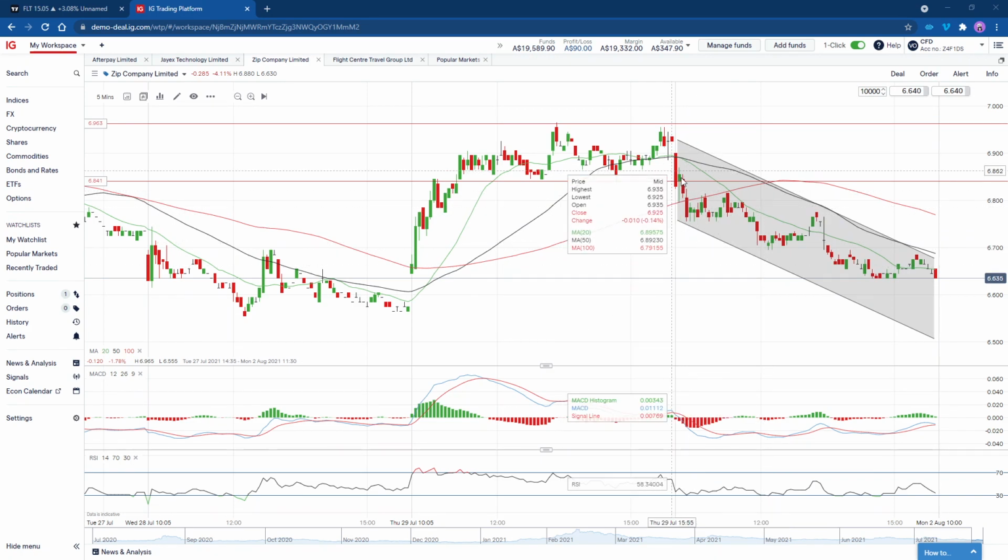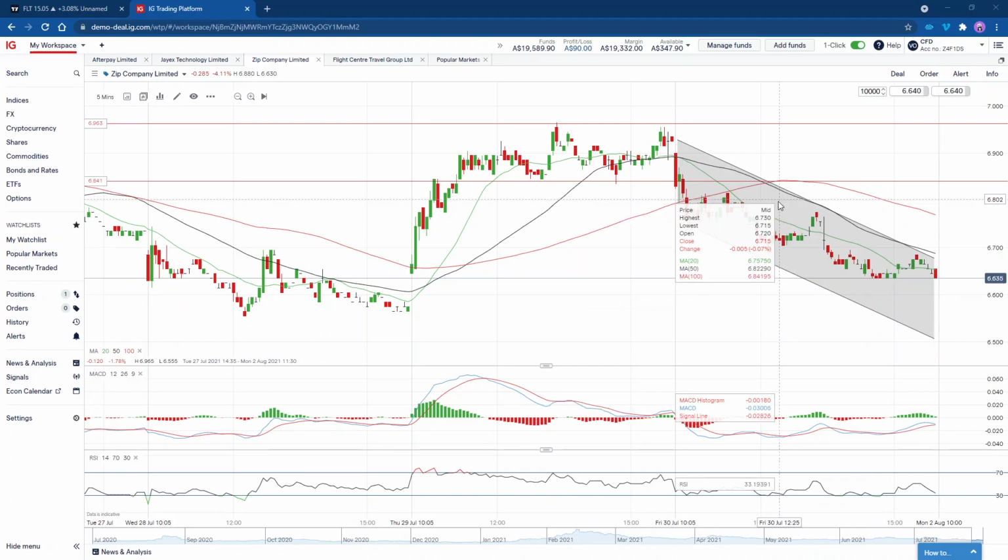Now here, this is the next day, right? But let's say you bought somewhere around here without the stop loss. Within a minute, you're down here. You've already lost so much money. So stop loss is extremely important.